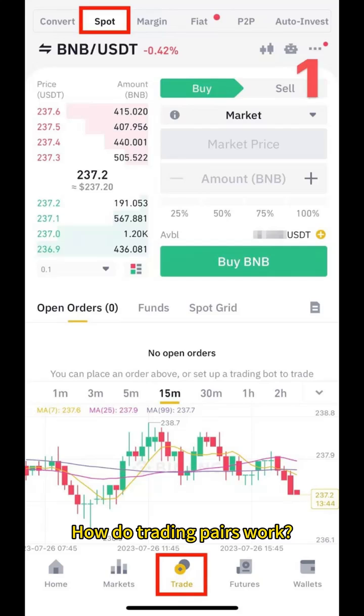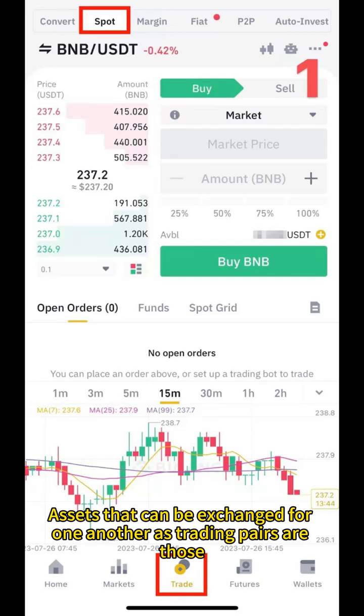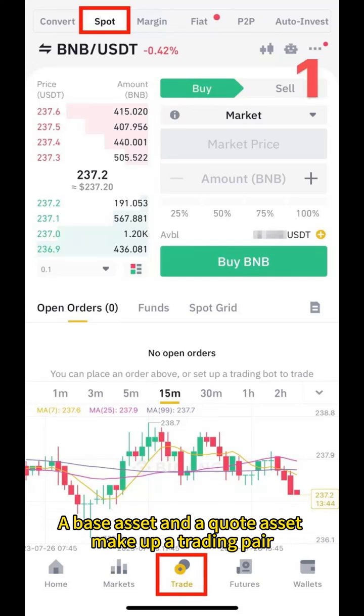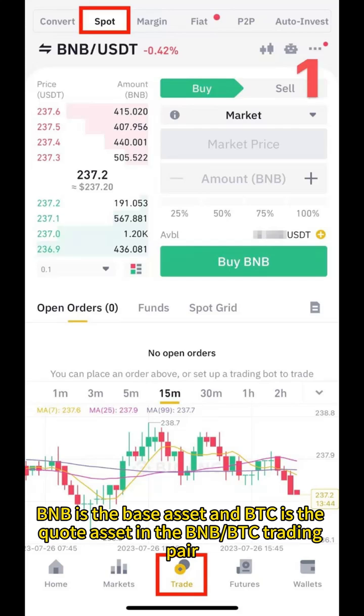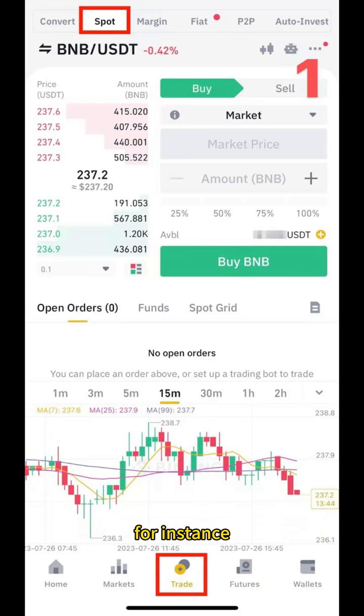How do trading pairs work? Assets can be exchanged for one another as trading pairs. A base asset and a quote asset make up a trading pair. The first cryptocurrency in the pair, the one you are buying or selling, is referred to as the base asset. The second cryptocurrency, in which prices are quoted, is referred to as the quote asset. BNB is the base asset and BTC is the quote asset in the BNB and BTC trading pair, for instance.